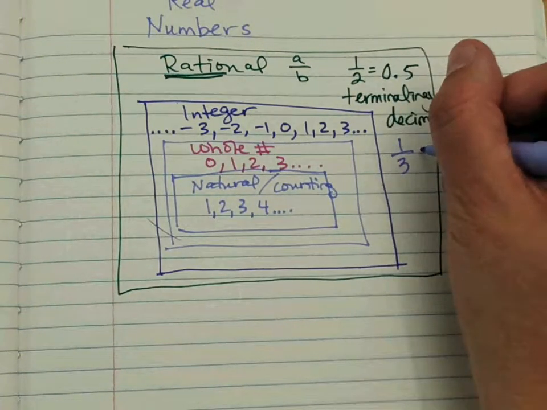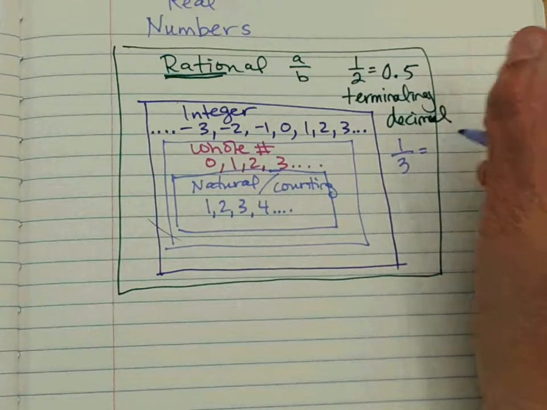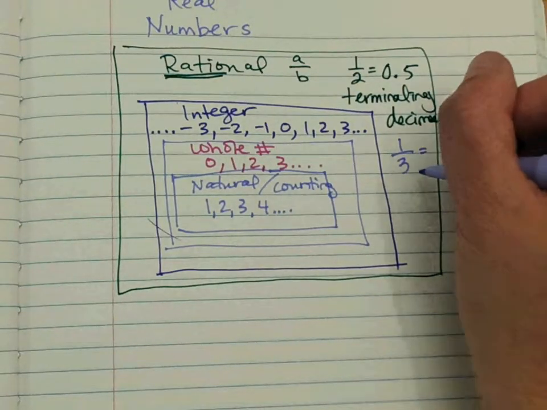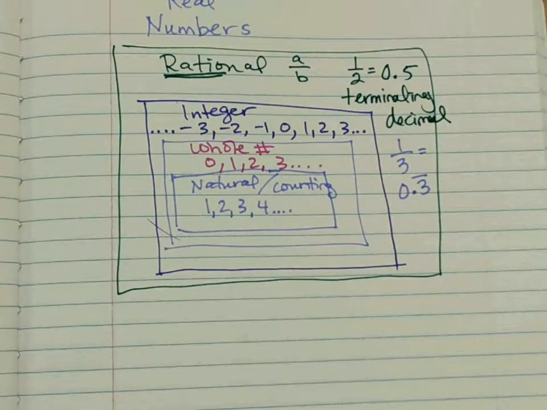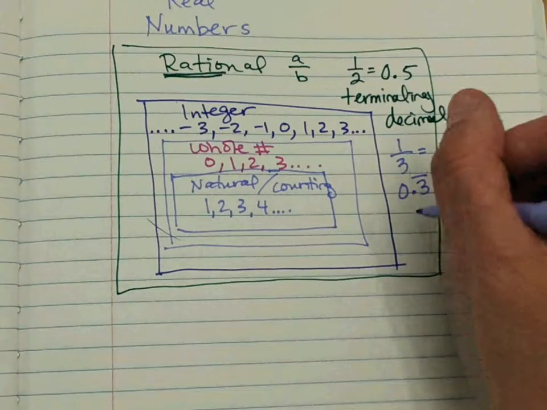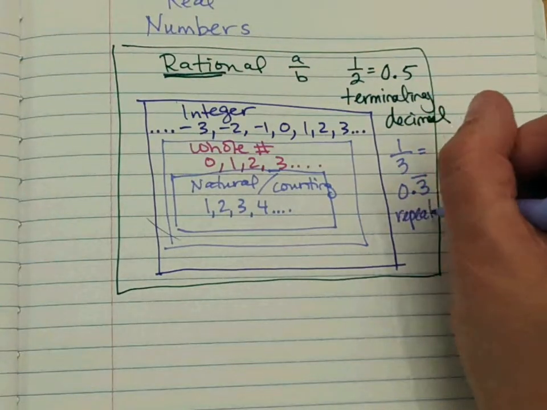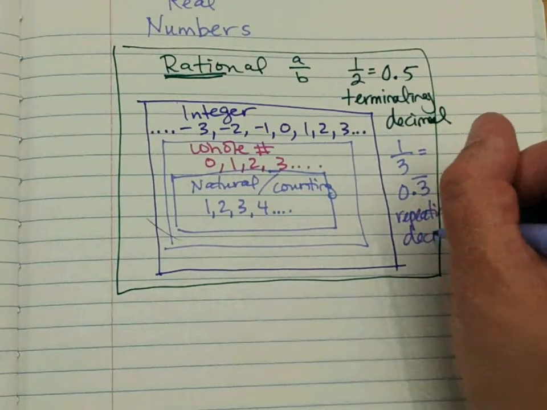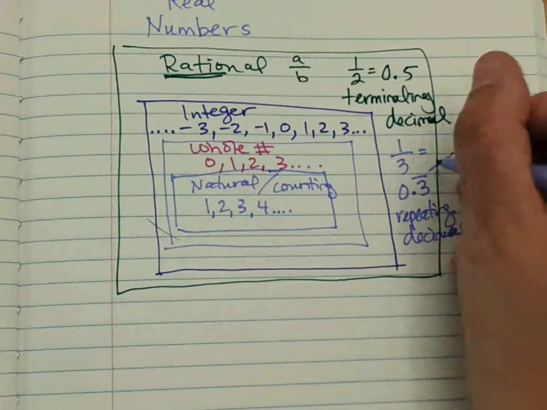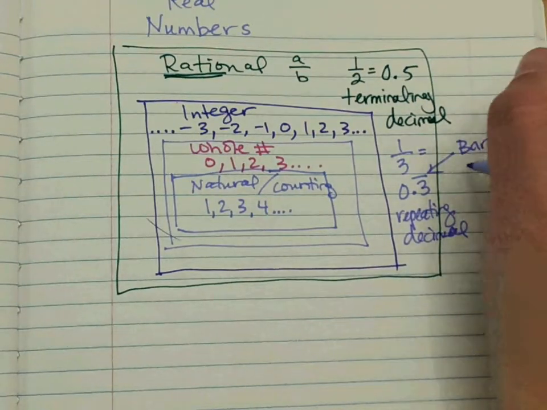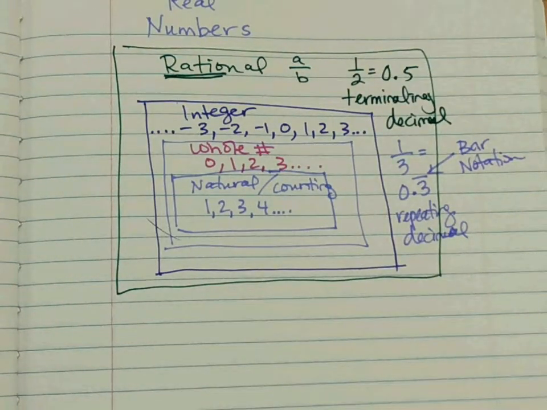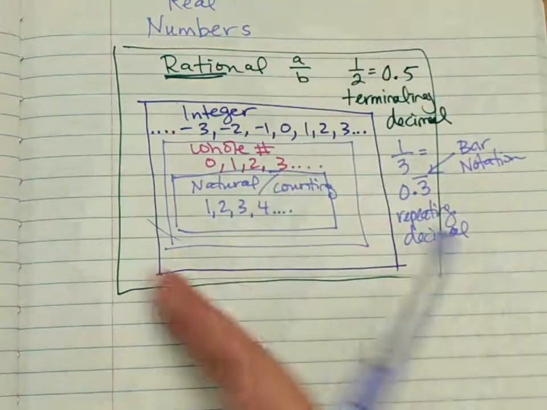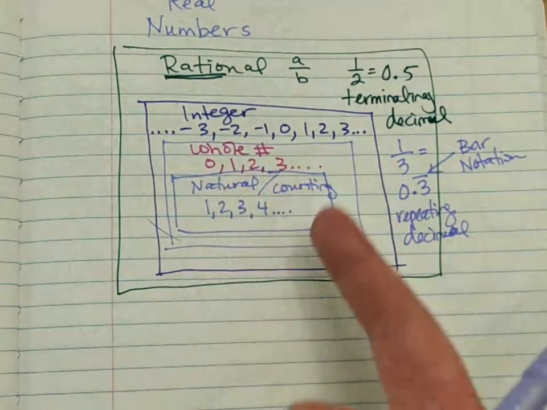So 1/3 is equal to what? Yeah, 0.3 repeating. So instead of that being a terminating decimal, we call it a repeating decimal. And remember that we use this bar. It's called bar notation. Bar notation is what we use if we have a repeating decimal, because we can't repeat it for infinity, right? So all rational numbers can be written as fractions.